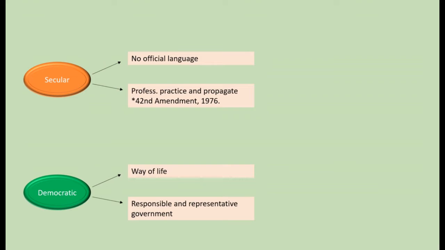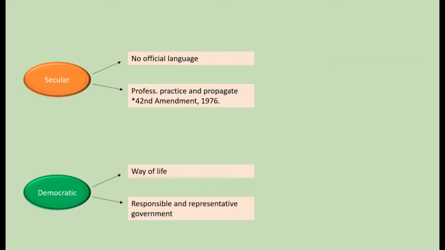India's pronouncement that India is a secular state is an important achievement because India's neighbors like Sri Lanka, Myanmar, Pakistan, and Bangladesh have state religion.